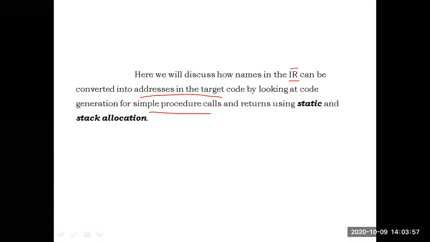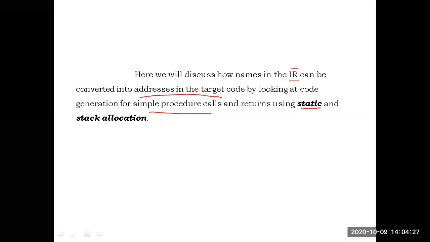We will take simple procedure calls and return statements, and we will identify how the names in the 3-address code are converted. For example, we have the 3-address statement T1 = A + B. Here A is one variable, B is one variable, T1 is one variable. How are these names A, B, T1 converted into addresses? That is what we will see in today's class, by taking simple procedure calls and return statements.